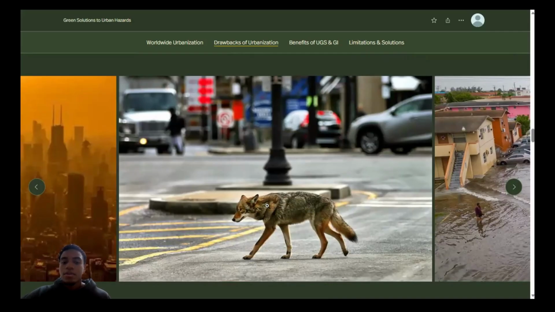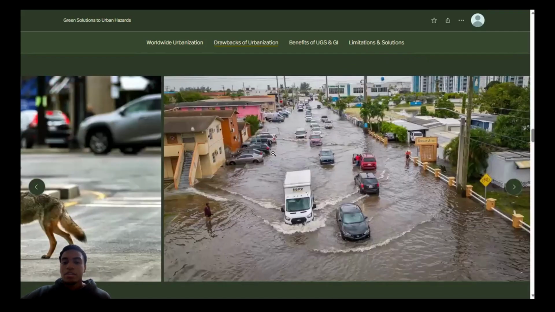So this, for example, is a coyote that's foraging in downtown Boston, and this really creates a public health hazard. And finally, this is a picture that we're very familiar with here in Miami. This is flooding in Miami. And as you see here, there's not a lot of green space around, and this is all likely going to be paved over. So there's not a lot of area for the rainwater to infiltrate into the ground.